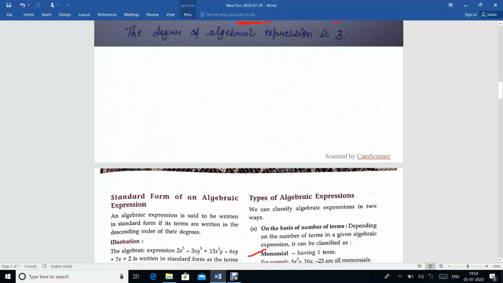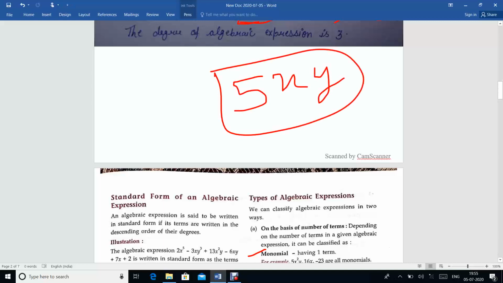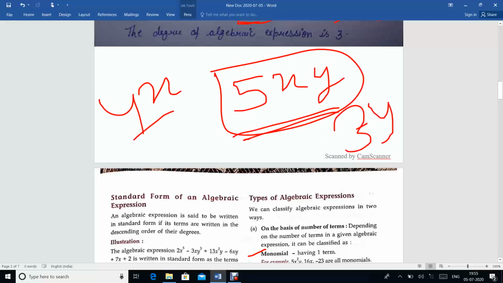See, what is monomial? A monomial is when an algebraic expression contains only one term. Just like if you have 5xy, if you have only 5xy, then it is a monomial. If you have 4x, it is monomial. If you have 3y, it is monomial. It means if an algebraic expression contains only one term, then it will be monomial.